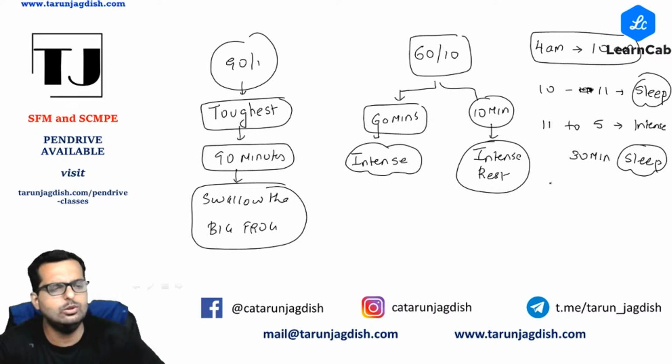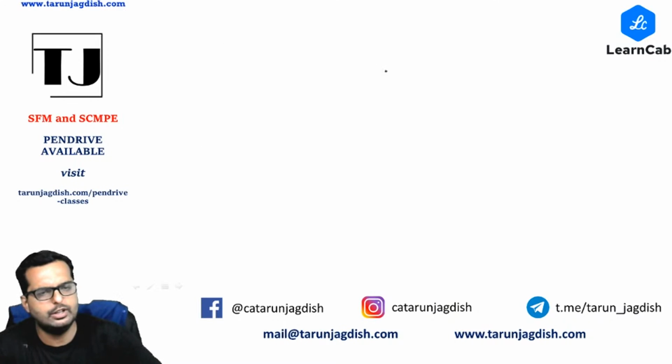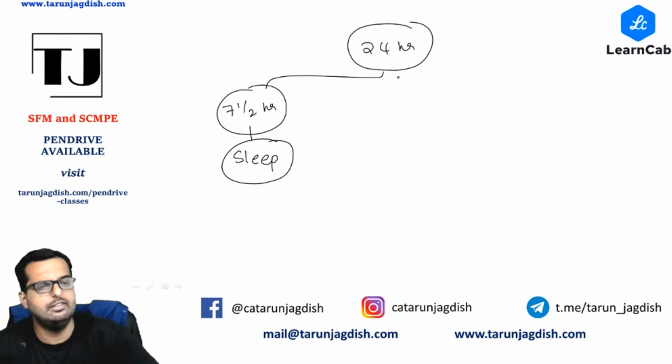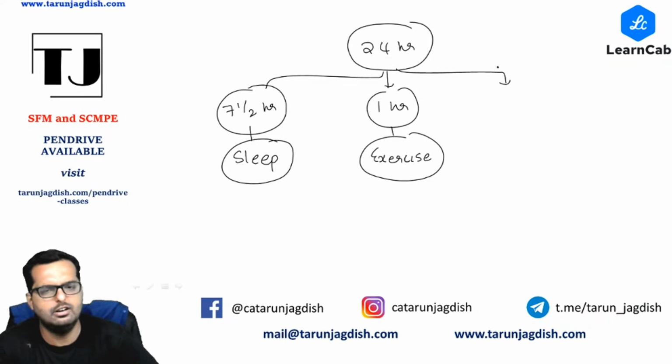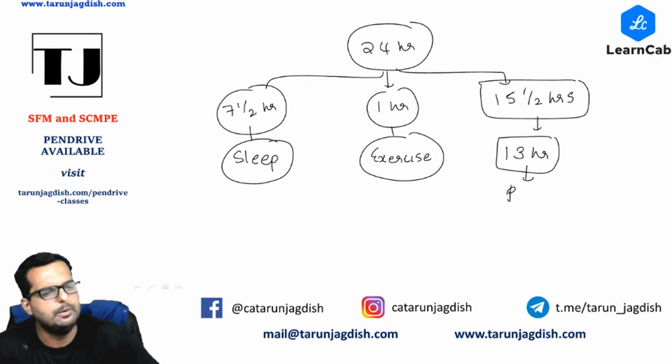And in the evening, let us say you sleep by 10 p.m. and wake up by 4 a.m. So what would happen is you're sleeping 6 hours at night plus 1 hour in the morning plus 30 minutes. In total, in this 24-hour day, 7.5 hours is going in proper sleep. Sleep is amazing rest. Let us say 1 hour is going for your exercise and meditation. If you remove this from 24 hours, how many hours are still remaining with you? You are still left with 15.5 hours in a day. In these 15.5 hours, you study for 13 hours properly.